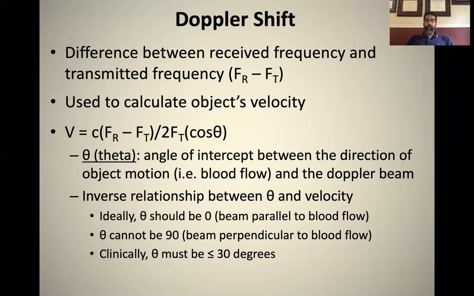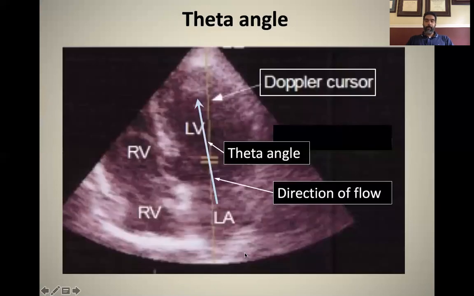Okay, so big takeaway point, actually two of them. One, Doppler shift is directly proportional to velocity. The more practical takeaway: your theta angle should be 30 degrees or less, okay?